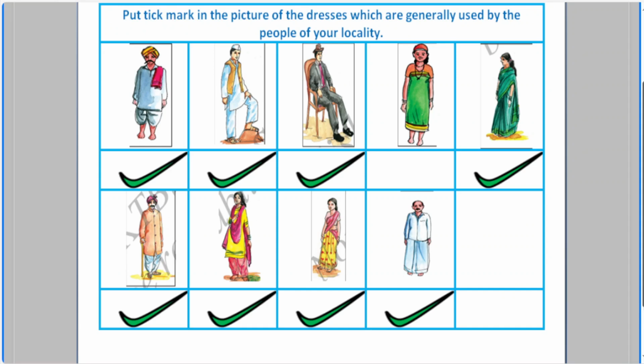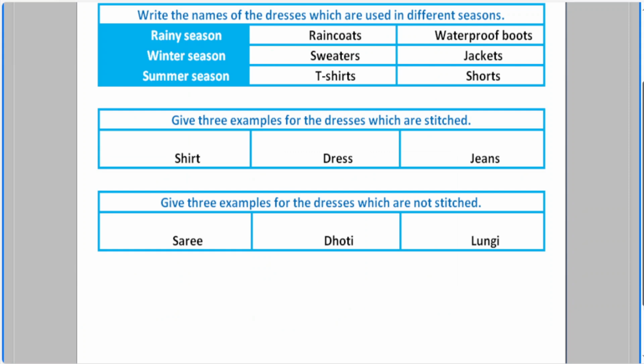Look at the pictures of dresses. Put a tick mark next to the dresses that are commonly used by the people in your locality. Think about the dresses that are worn in different seasons. Write the names of these dresses under the appropriate season.